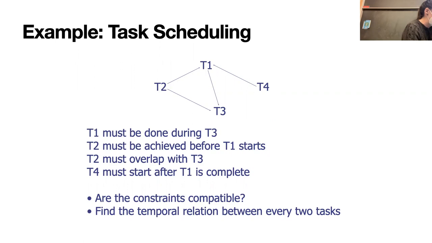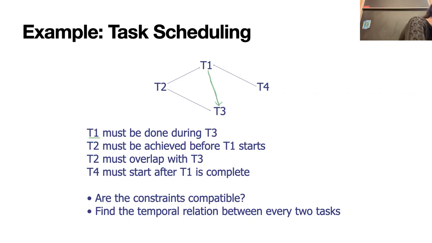So you can say, okay, well, T1 must be done before T3. It's a little hard to see here, but you can basically define that arrow, which can be read as T1 must be done before T3. Again, we're looking at hard constraints. These are things that cannot be violated. There are many other algorithms for soft constraints.